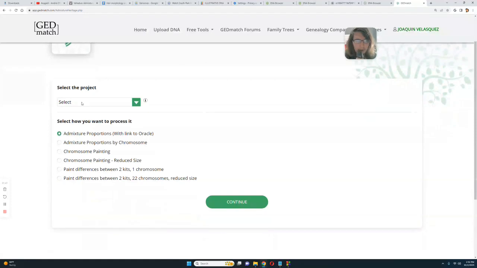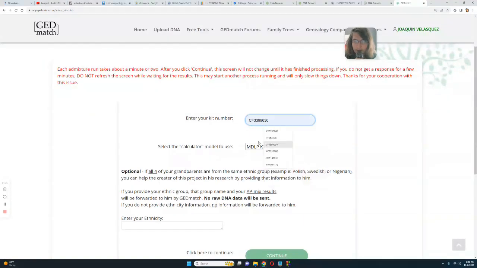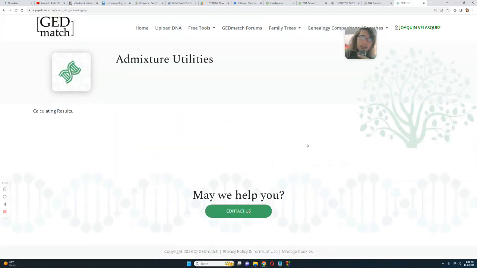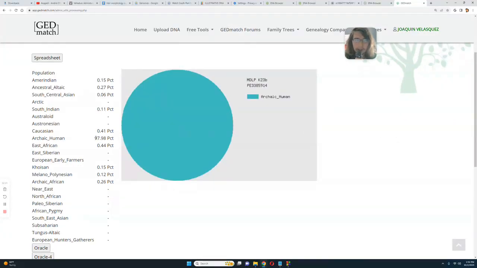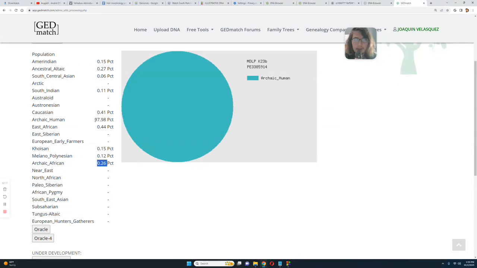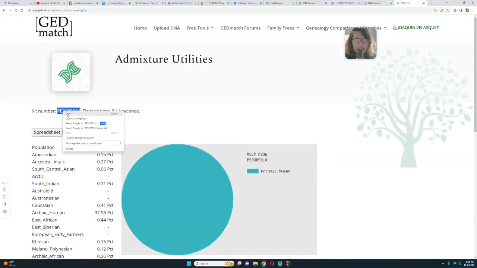Now, what about MDLP? There's only two calculators that I'm going to look at. MDLP K23B is a very interesting calculator because it has an archaic human reference. And gorillas tend to score, as you can see here, overwhelmingly archaic human, 98% archaic human. Chimpanzee, orangutan, and gorilla, they score around 98% archaic human with this calculator. Actual Neanderthals score archaic human plus archaic African, like 60% archaic human, then like 35% archaic African, then like 5% everything else, typically. So this archaic human category seems to represent all kinds of non-Homo sapiens drift. Basically, if you don't have Homo sapiens drift, you're going to score mostly archaic human. That's how I understand these results.